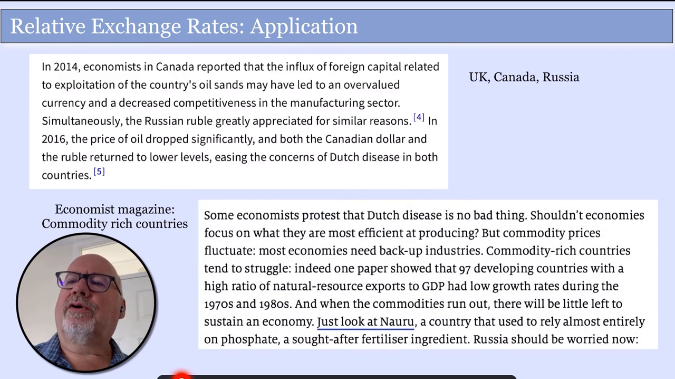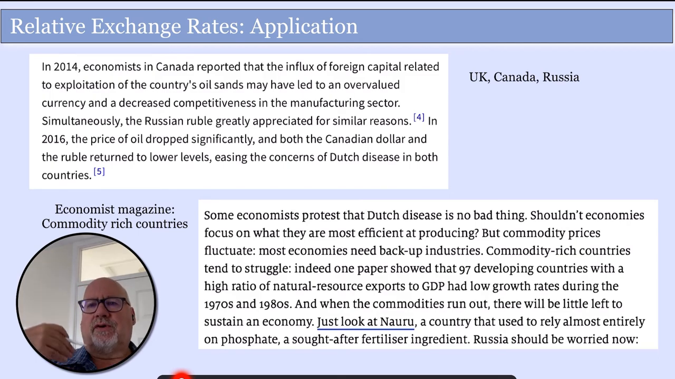This comes from the Economist. Some economists protest the Dutch disease is no bad thing. They should focus on what they're efficient at producing, comparative advantage. But commodity prices fluctuate and they need backup industries. This is so important. We'll look at this in development economics, that if you get the benefit of high oil prices, you shouldn't just squander those. You should, as a country, develop other industries within the country. But commodity-rich countries tend to struggle.